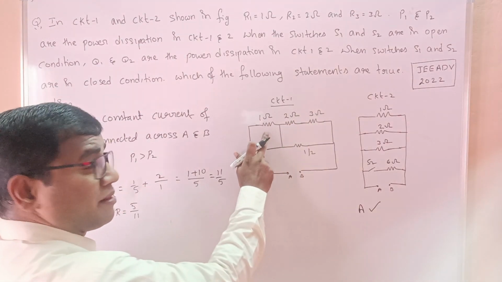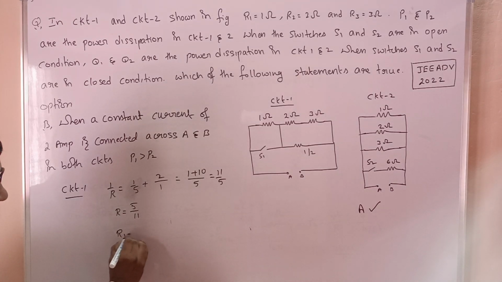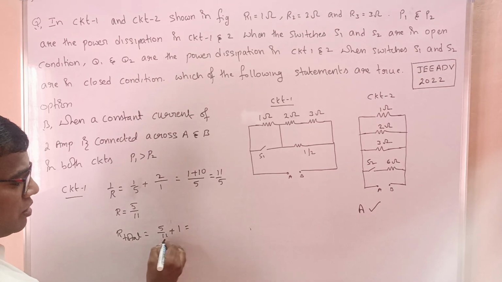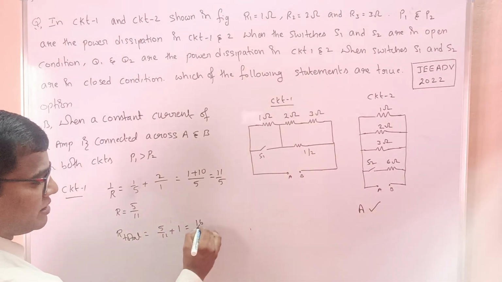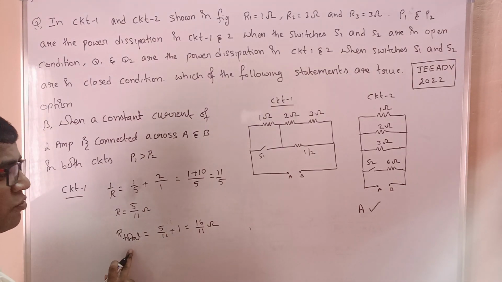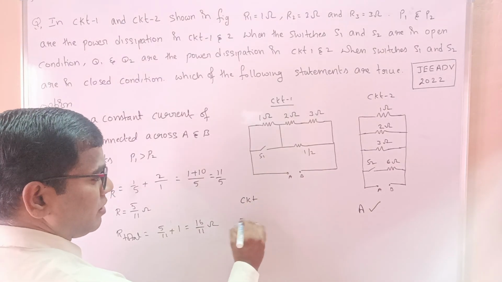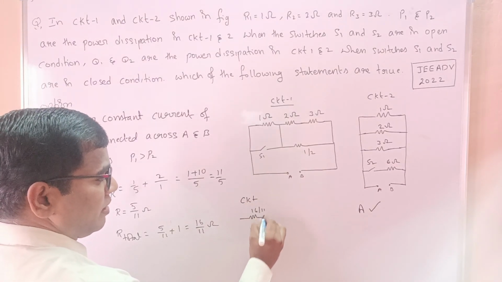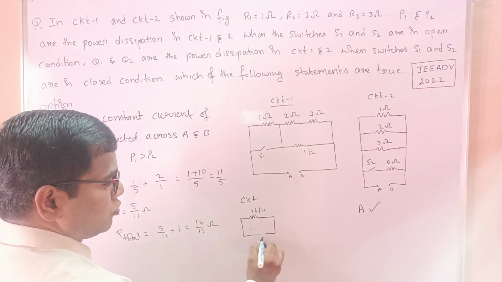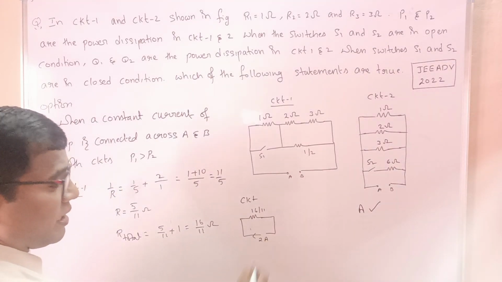With this one connected in series, R total can be written as 5 by 11 plus 1 ohm. So 11 plus 5, 16 by 11 ohms. The total resistance is 16 by 11. With this, circuit 1 is modified to 16 by 11. And now current is given. How much current is given? 2 amperes of current is flowing.